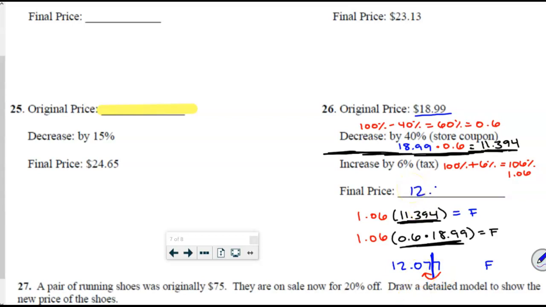So 12.08. The final price would be $12.08. So it's just a matter of making sure that we're keeping all of those decimal places all the way till the end of the problem. And then when I get to the end of the problem, realize that the store, or the taxes and the government, they're not going to give you that much of a deal, right? They're going to take that extra penny if they can get that extra penny from you. I would too. I would take that extra penny.